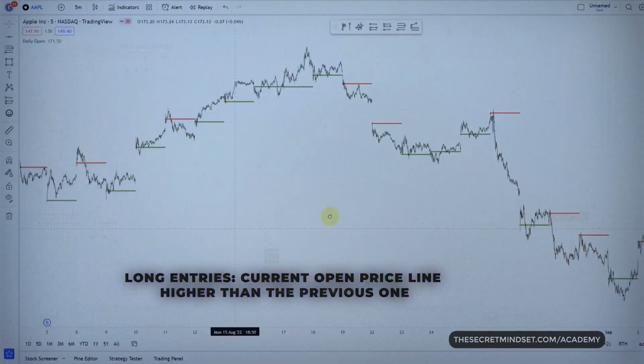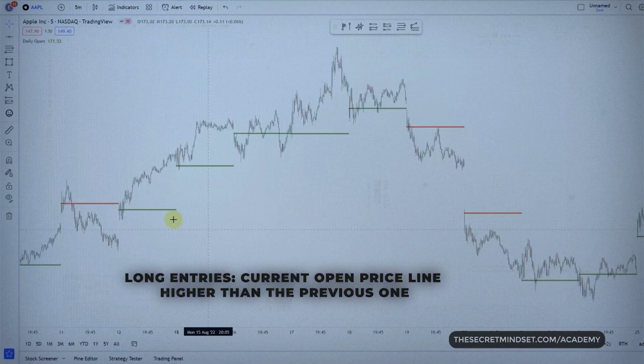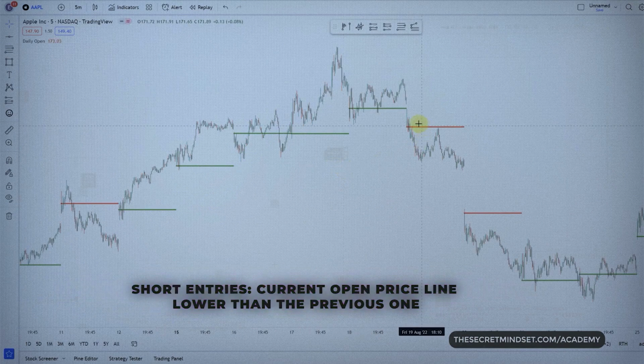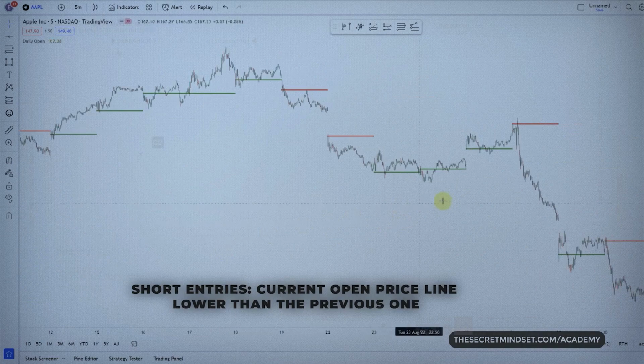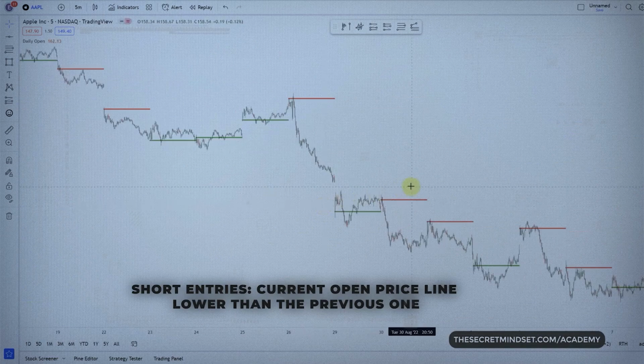If the current open price line is higher than the previous one, consider taking long entries during the day. If the current open price is lower than the previous one, consider taking short entries. This approach is similar to the central pivot one.